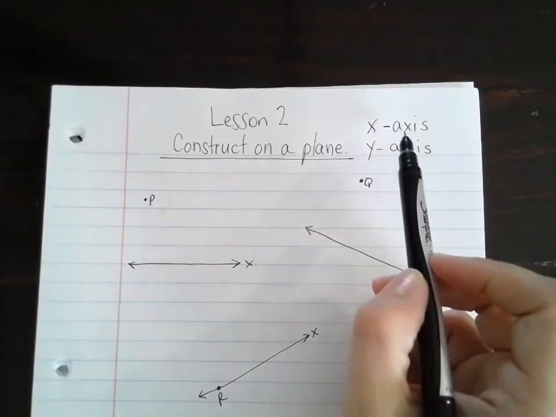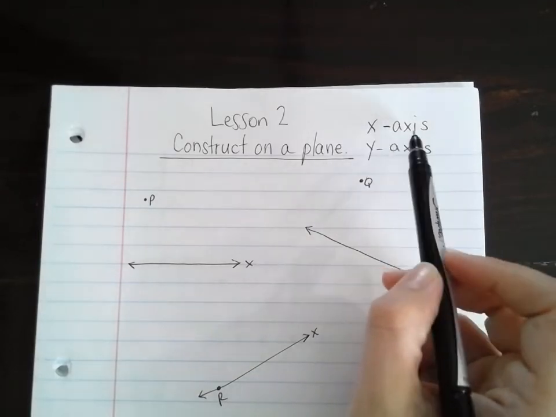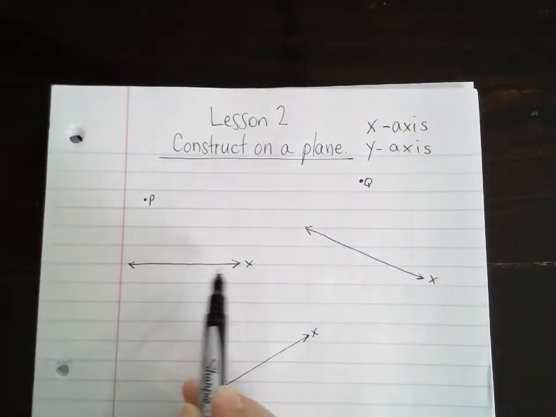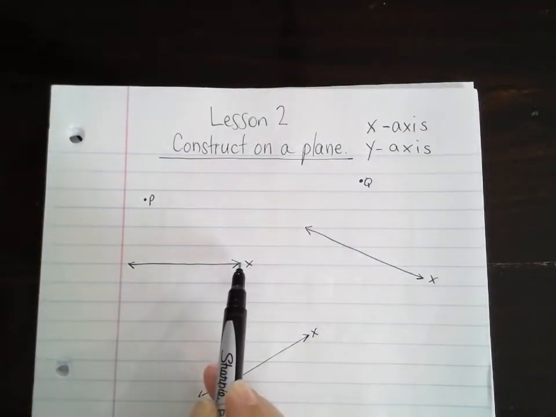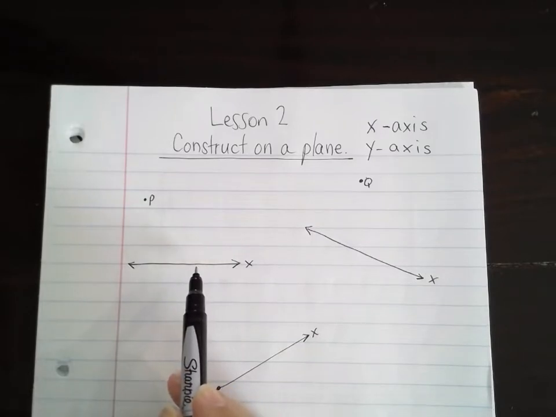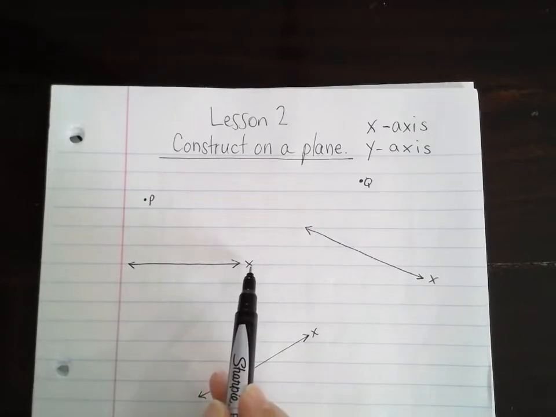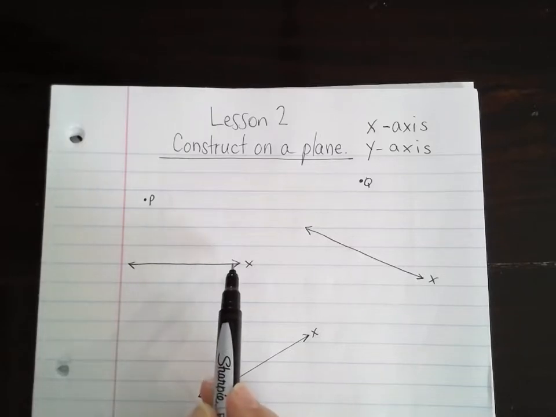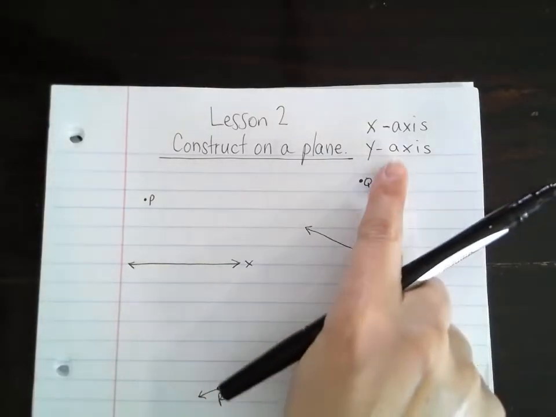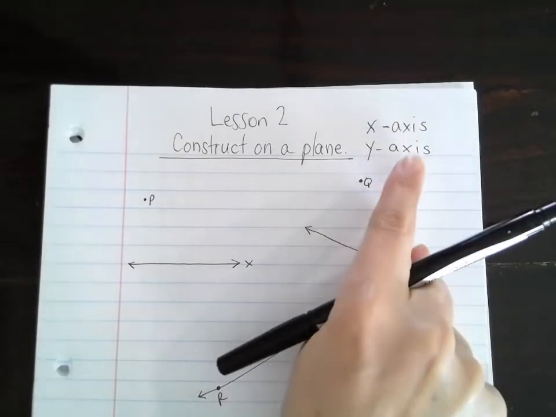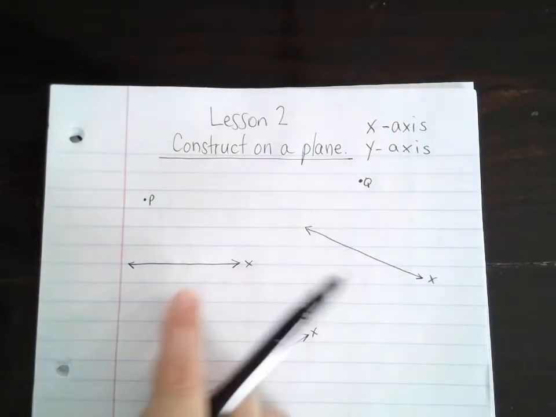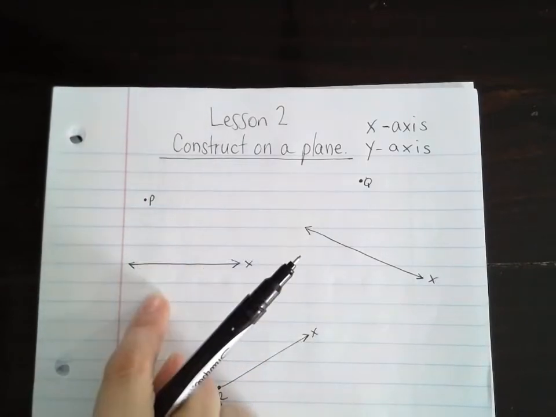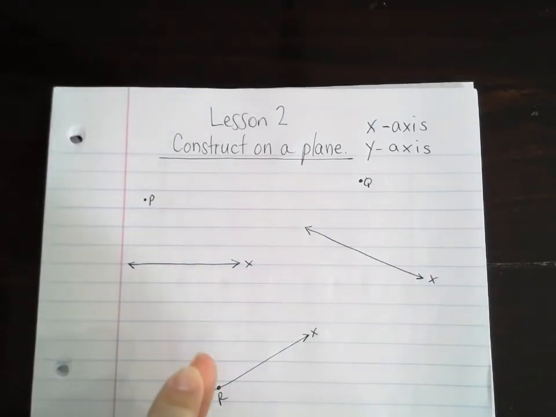We're going to use an x-axis and a y-axis, and if you notice right here, this is going to be an x-axis, and it's just like yesterday when we worked with a line. We're just naming it x, and it's actually called an x-axis, okay? And what we're going to do is construct an x-axis and a y-axis. So a line labeled x and a line labeled y. But we want them to intersect in a specific way.